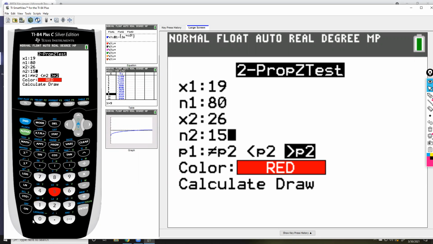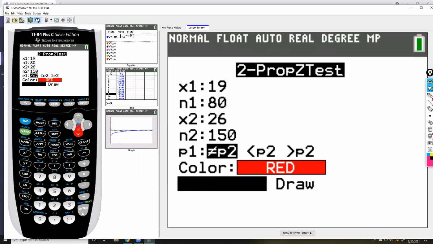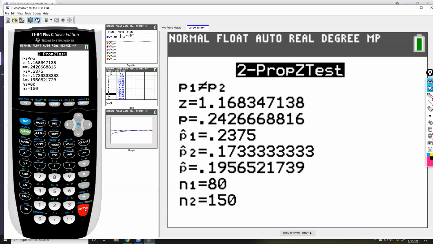And remember, our alternative was that we had a 2-sided test. So we had P1 not equal to P2. Calculate. There's your z-score. There's your p-value. And here is your pooled proportion. So this is my p hat sub c. And then, as always, this is your z-score. This is your p-value.